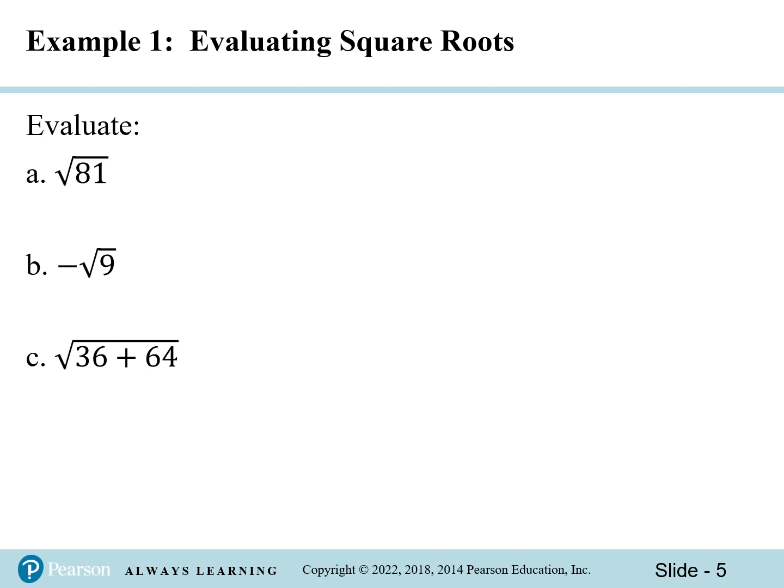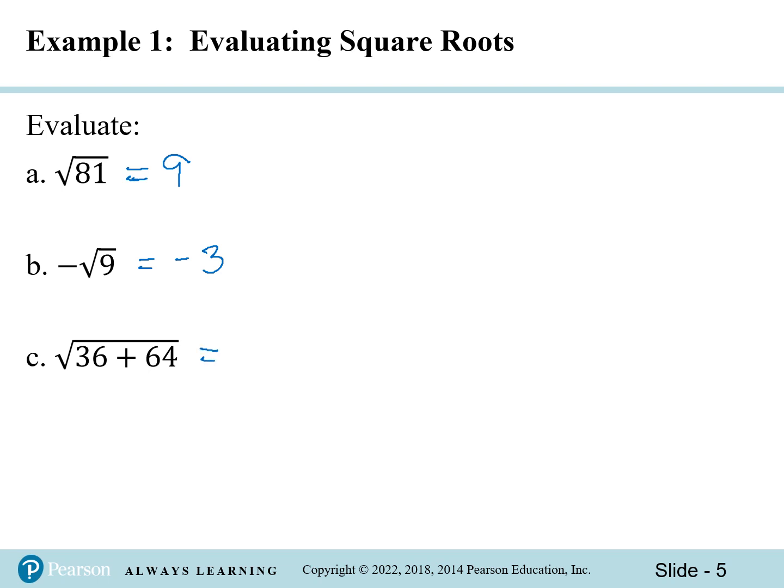So if we want to take the square root of 81, we're looking for a number times itself that will give us 81, and that would be 9. Now this one is the negative square root. So the negative in front makes a difference. So square root of 9 is 3. Final answer would be -3.